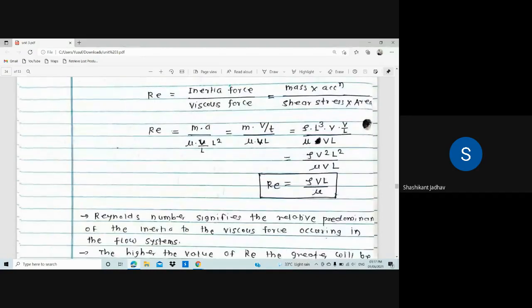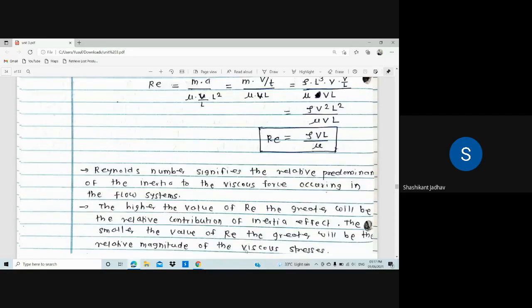Okay, what is the equation for the Reynolds number? Reynolds number is equal to rho into V into L divided by mu. V into L, what will happen? Cancel होणार आहे. So what is the equation for the Reynolds number? Rho into V into L divided by mu.